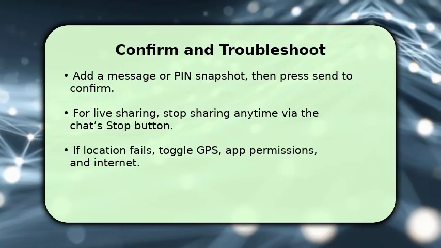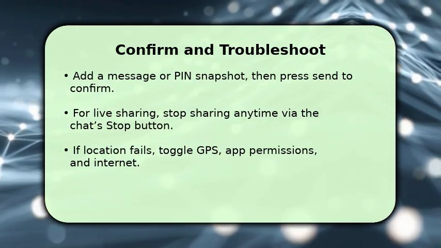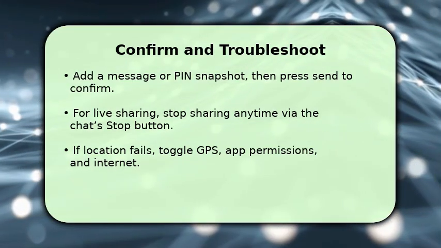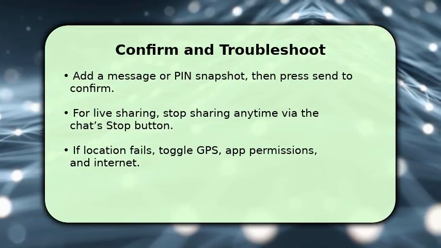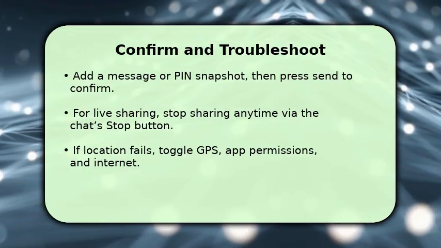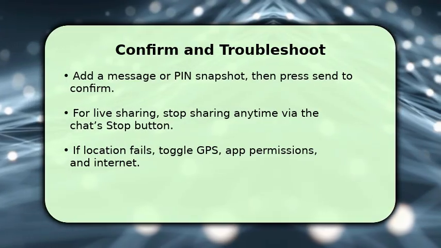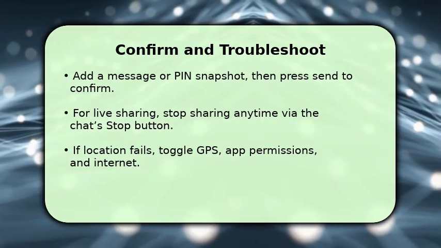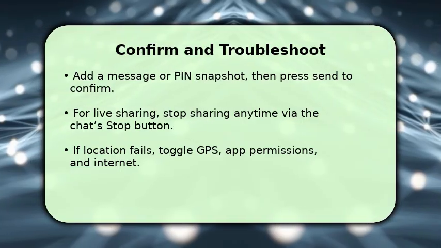If something goes wrong, no map or incorrect spot, check that device location services are set to high accuracy, confirm WhatsApp has location permission, and ensure you have a working internet connection. Toggling GPS or restarting the app usually fixes transient issues.